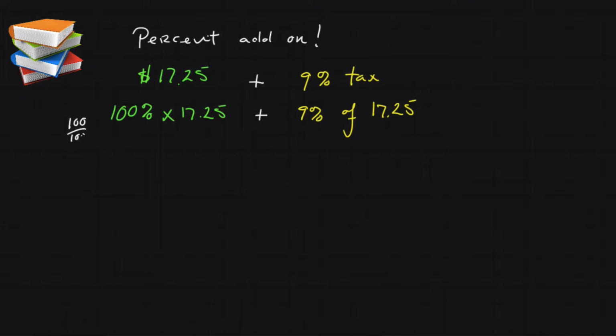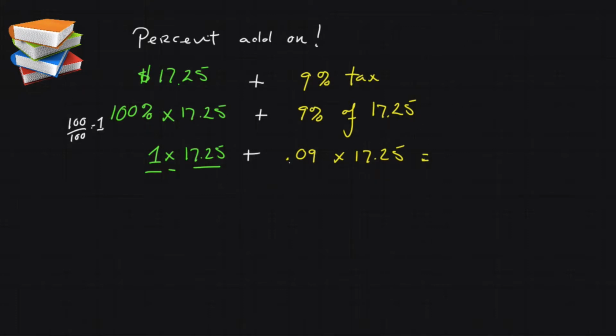So if we translate these things into mathematical expressions, 100%, you might recognize, of course, is 100 hundredths, and you know that equals 1. So we have to pay 1 times, that's what of means, $17.25, 100% of $17.25, and we have to pay 9% as a number, that would be 9 hundredths of $17.25. Okay, and that will give you the total price, right? The price plus the tax that's added on.